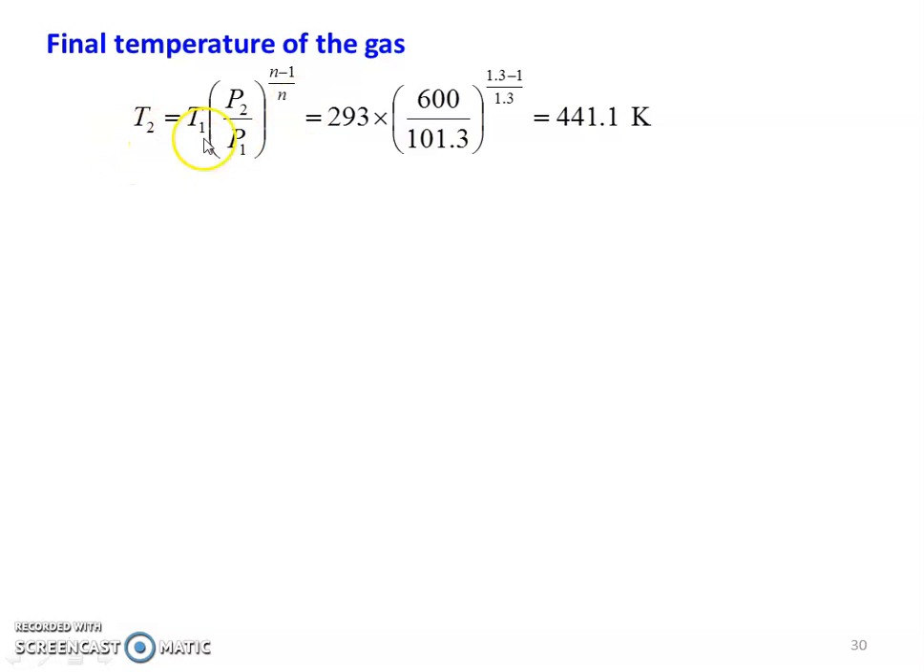T2 equal to T1 into P2 by P1 to the power n minus 1 by n. Substituting numerical values, 293 into 600 by 101.3, n equal to 1.3 for the process, to the power 1.3 minus 1 divided by 1.3, equal to 441.1 Kelvin.